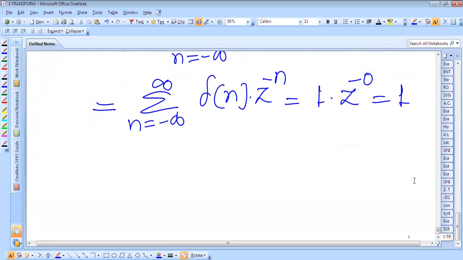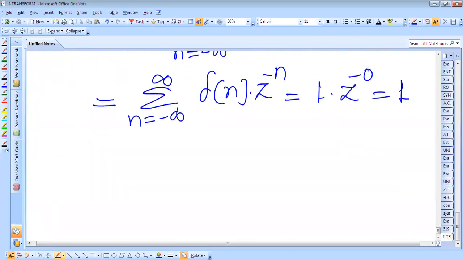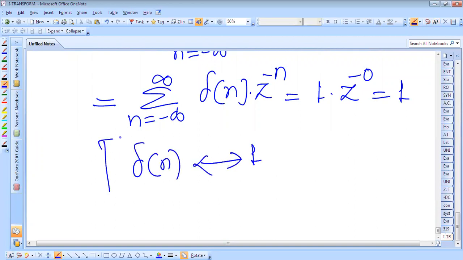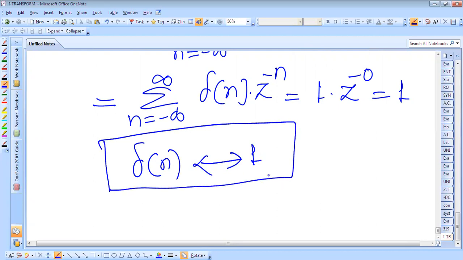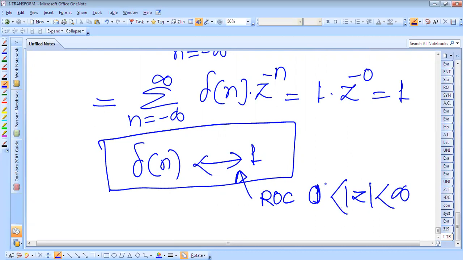so the z transform of the impulse function is equal to 1, and the ROC for this is the magnitude of z less than infinity but greater than 0. This is the ROC for the impulse.